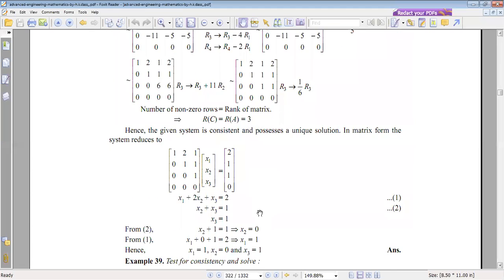Clear? Now see here, initially the system is Ax equal to B. So we reduce the matrix A to the form 1 2 1, 0 1 1, 0 0 1, 0 0 0. So we put this A here, and this is x1, x2, x3 equal to B. Now see, we reduced the matrix in this form. So B is what? 2 1 1 0.